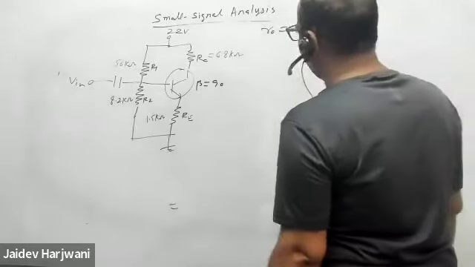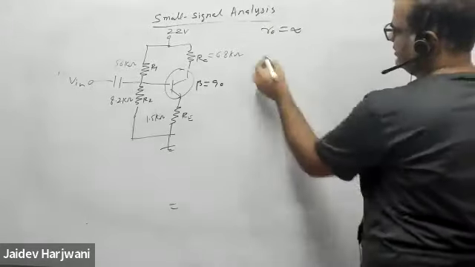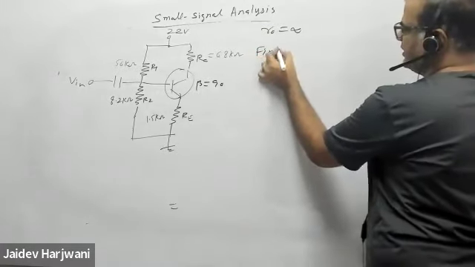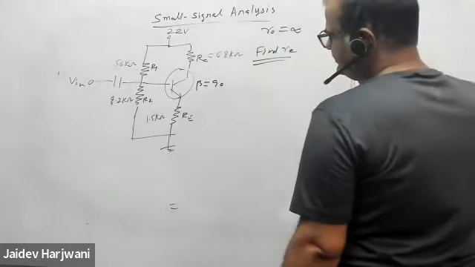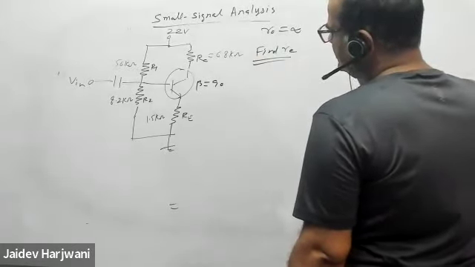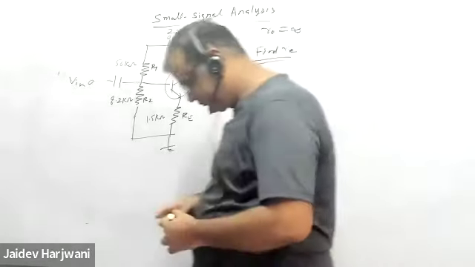So first you calculate RE first. Sir, is that VCC 2.2 or 22? 22. Okay.